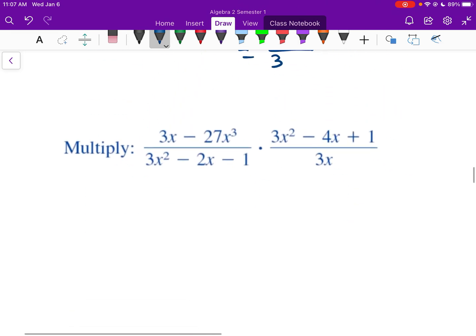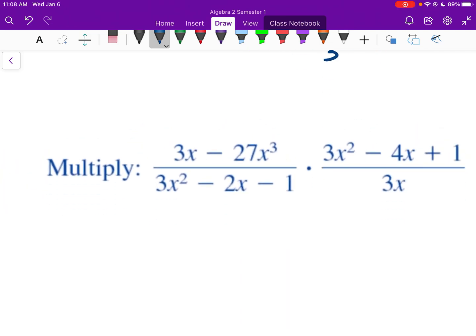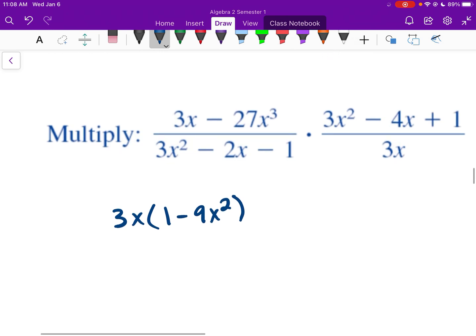All right, so now multiplying actual expressions. Again, you need to be able to factor. If you are having troubles with factoring, I will have extra practice on OneNote for you to get better at factoring. So I'm just going to go to each expression and factor. So the 3x minus 27x cubed. Looking for that greatest common factor. 3 goes into 27, so 3, and there's an x in each term. So 3x times 1 minus 9x squared. We will actually be able to factor that one further.